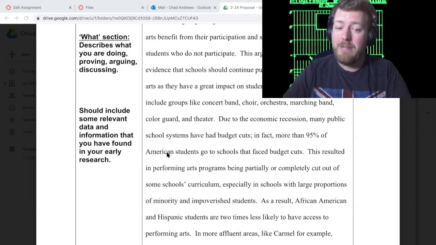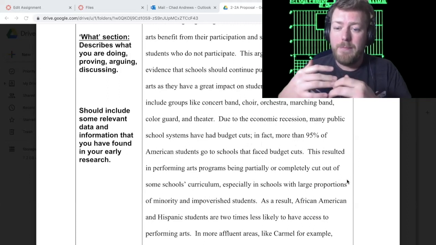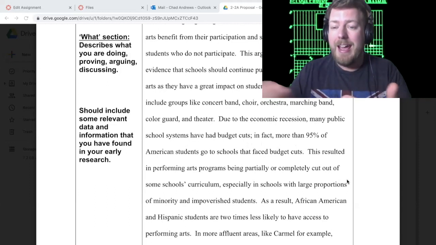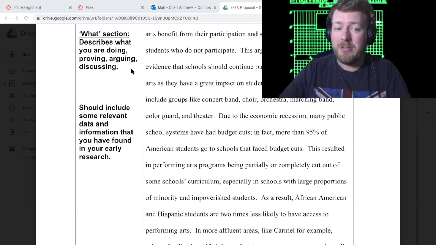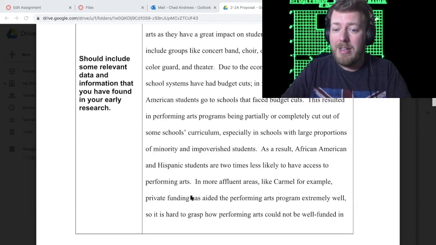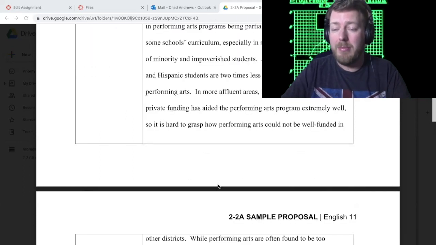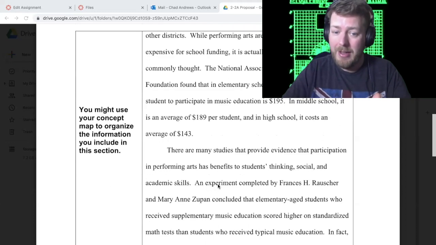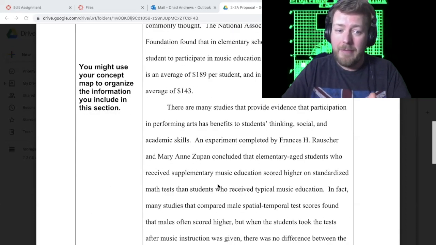In fact, more than 95% of American students go to schools that faced budget cuts. So in this example, they're bringing in some of that background information that you should have been looking at, and they're starting to put that into a reason why they should research this question, right? You should be doing the same thing. This first part is not just about describing your goals then. It's also about providing what background is inspiring you to research this problem. What background information shows that this is a question that needs answering, okay? So that's what you're doing here.